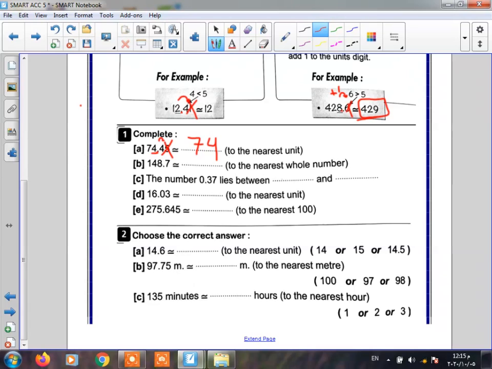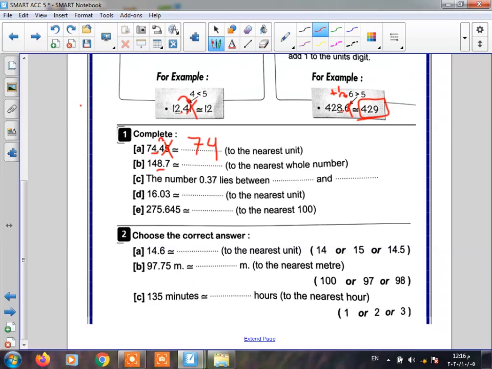Here we have approximate to the nearest whole number. Here whole number means unit. Or he can say to you approximate to the nearest whole one. Here it is the same. Approximate to the nearest unit, approximate to the nearest whole number, or approximate to the nearest whole one.